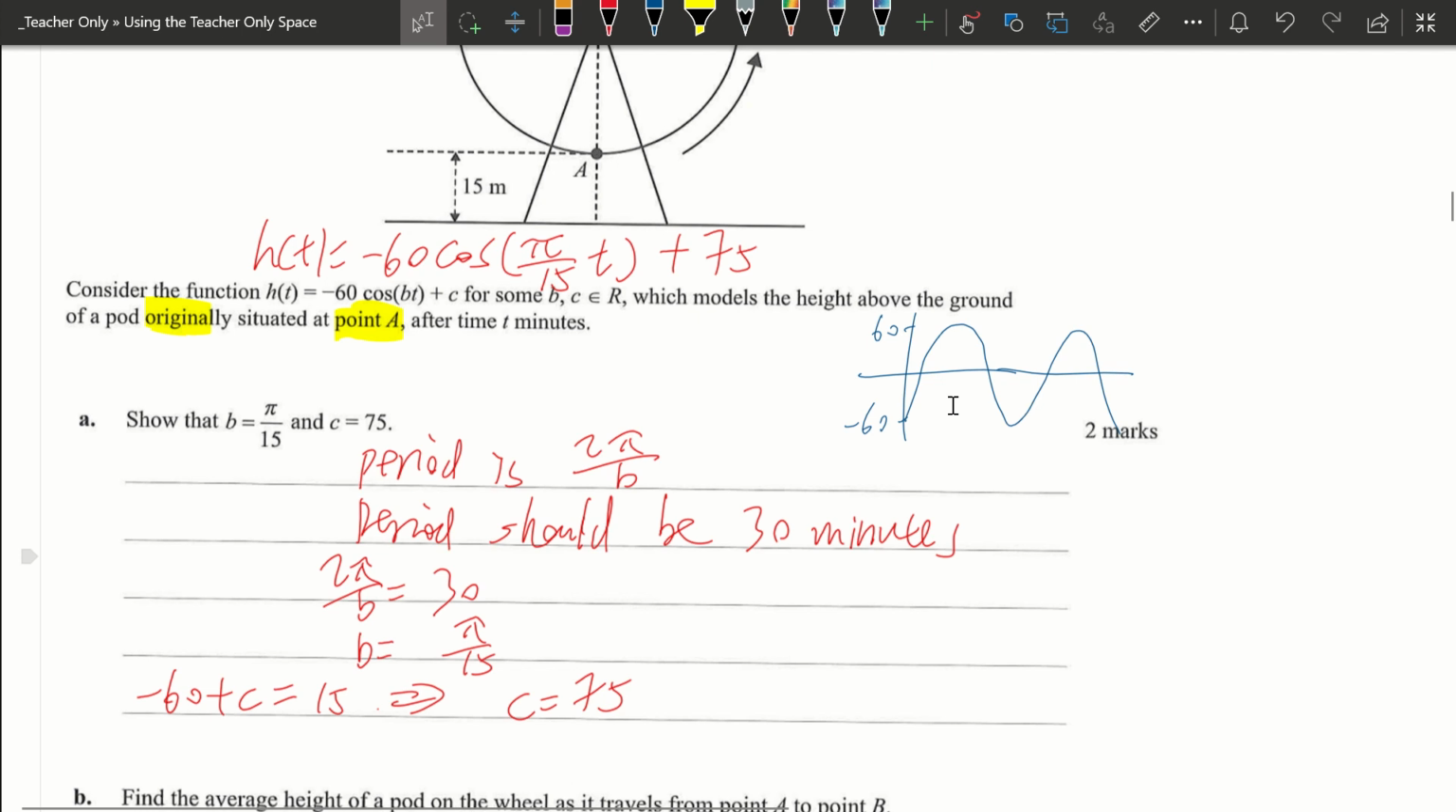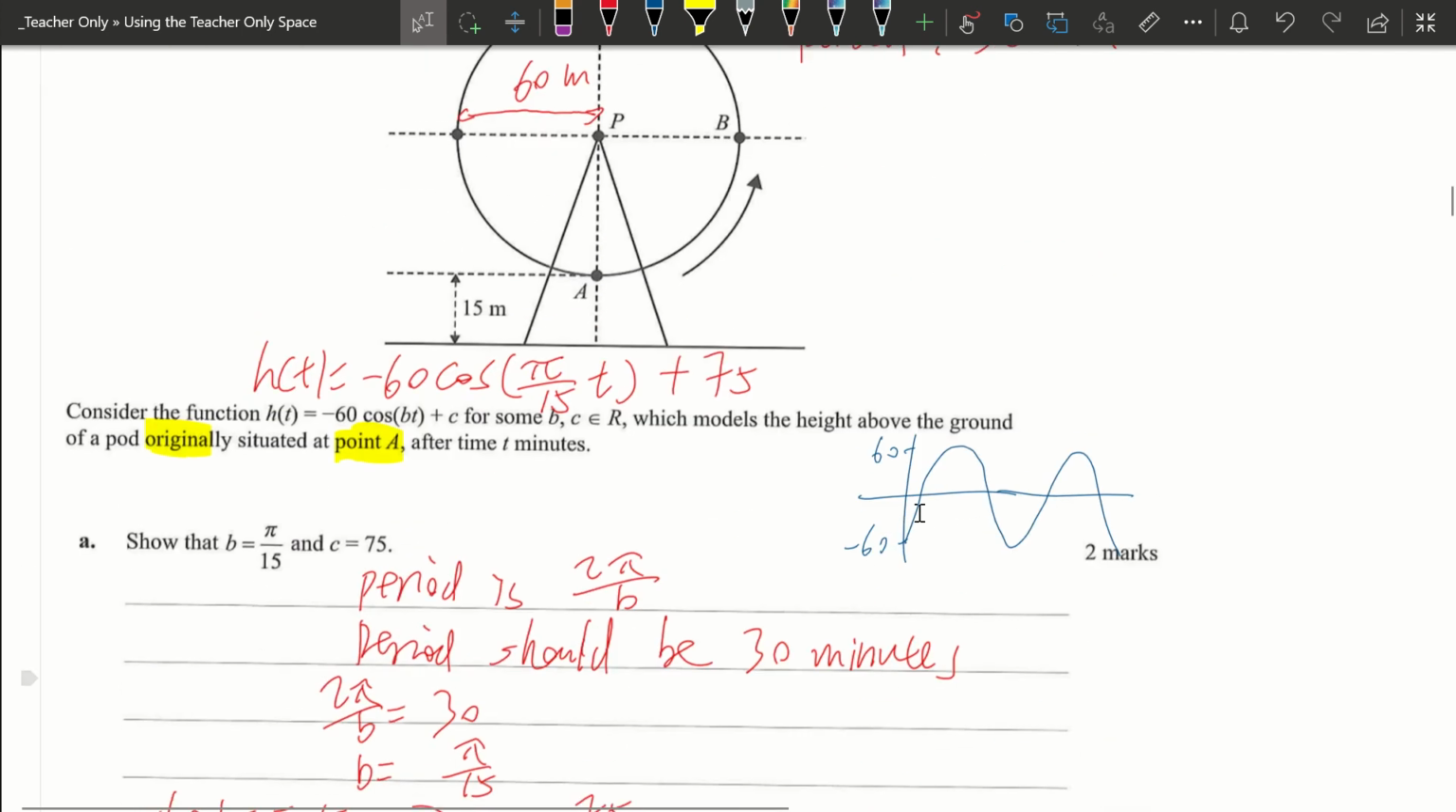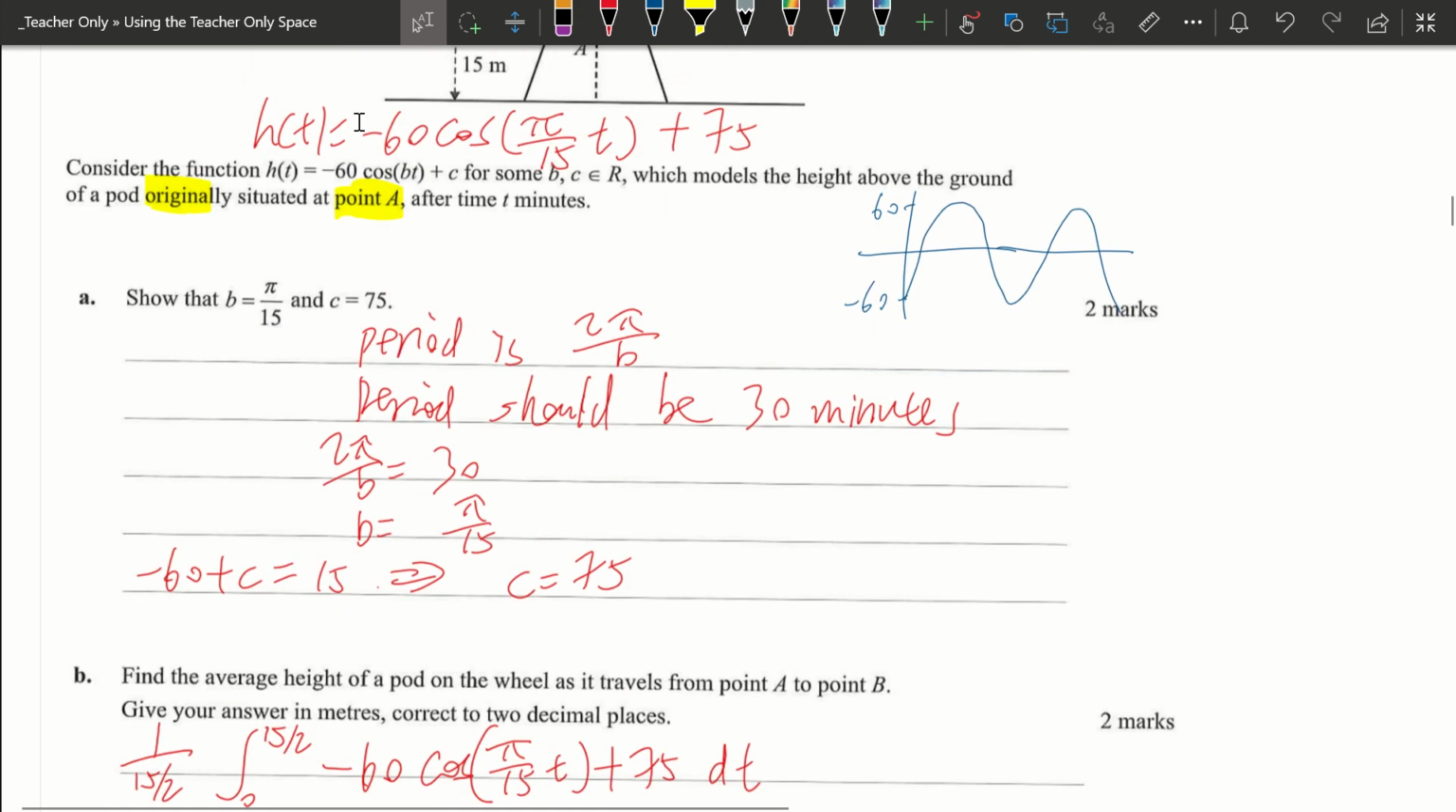So without the plus c, the lowest point of the Ferris wheel, the observation wheel, is negative 60, but I need the lowest point to be 15. The lowest point, because that's what h measures. H measures the height above ground. So the lowest height above ground is not negative 60. The lowest height above ground is positive 15. So I need to do this. C is a translation, so I'm moving this up by c units. So negative 60 plus c has to equal 15. The lowest point, translated up by c units, has to be 15. And therefore c is 75.